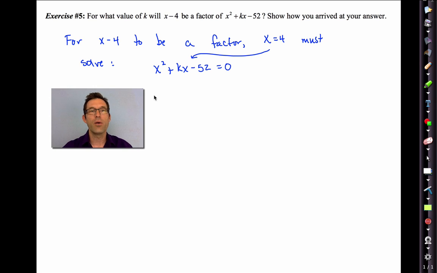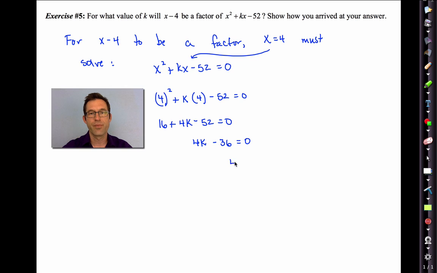All right? Well, if it's going to solve it, then I can substitute it in. I can put a 4 in here, and I can put a 4 in here. And the beautiful thing is that the only thing left is the variable k, or what I'm trying to solve for. So I have 16 plus 4k minus 52 is equal to 0, which would give me 4k minus 36 is equal to 0. 4k is equal to 36, and k is equal to 9. That's the only value of k that will make x minus 4 a factor.